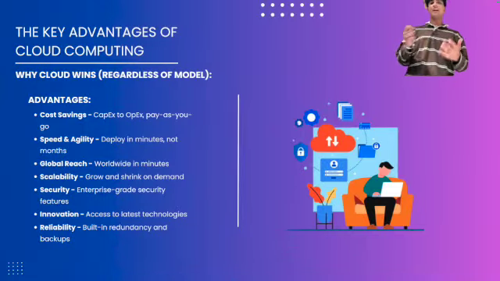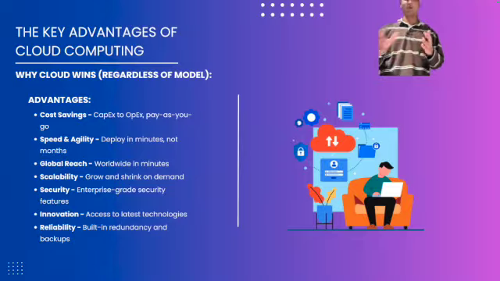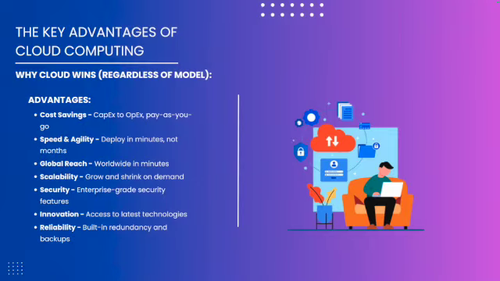Why does cloud win regardless of the model? Remember this: CapEx to variable expense, not OpEx. Variable expense, remember that. Capital expenditure to operational or variable expenditure, pay as you go. Speed and agility, deploy in minutes, not months. Global reach, worldwide in minutes. Scalability, grow and shrink on demand. Security, enterprise-grade security. Innovation and reliability. Those terms are very simple to understand, so I don't want to go into depth. Any questions that you guys have? No? Yes?